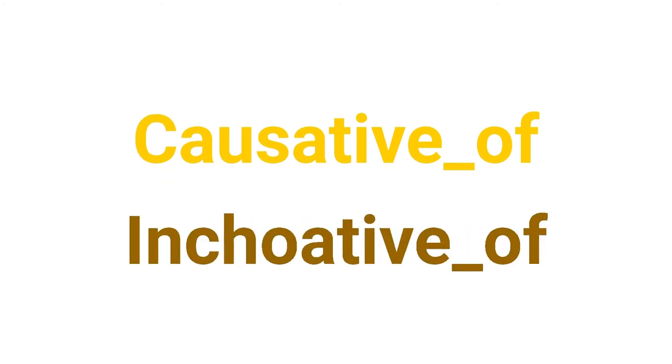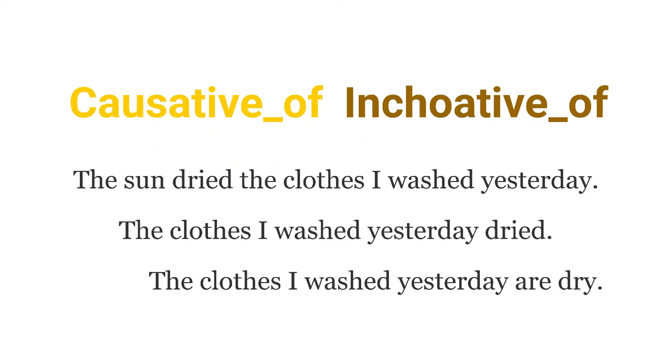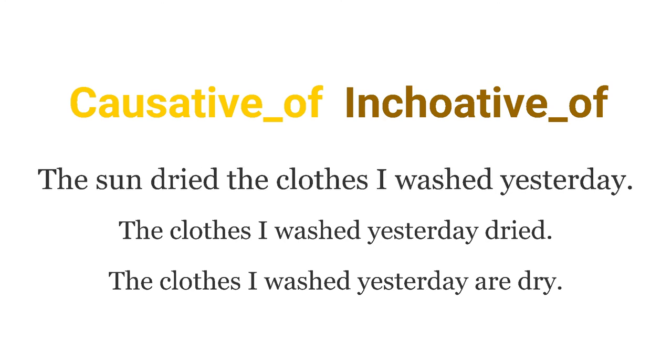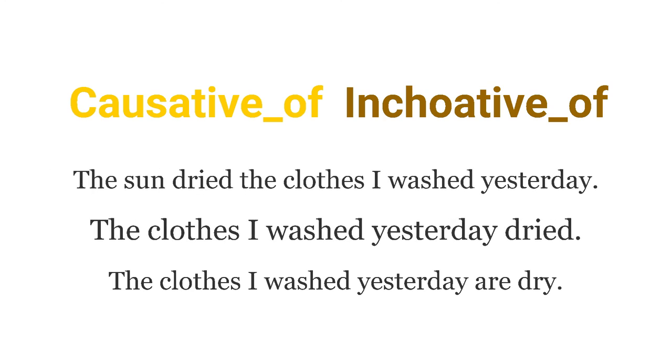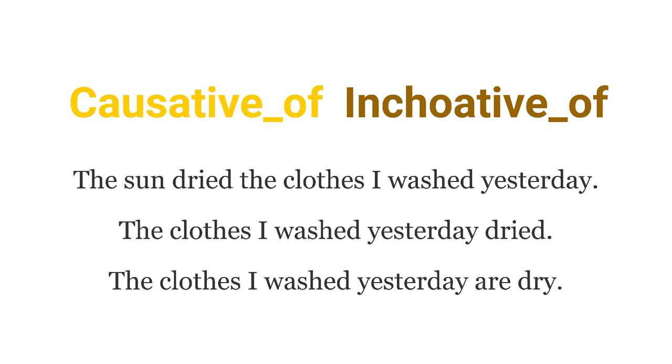The causative of and inchoative of relations model static, causative, and inchoative alternations of predicates. Take this sentence as an example. The sun dried the clothes I washed yesterday. The clothes I washed yesterday dried. The clothes I washed yesterday are dry. All of them refer to a situation in which some clothes are perceived as being dry.